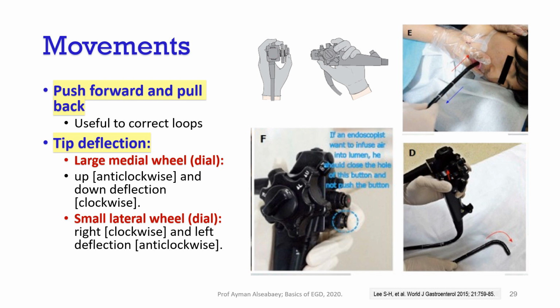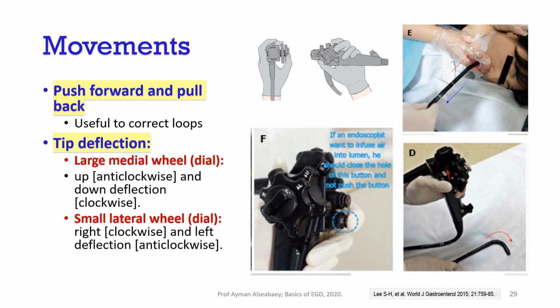Tip deflection. You know that the image you see on the screen is the mirror image of the movement of your endoscope shaft and tip. So when I say a movement, it means the movement you will see on the screen, not actually the movement done by the endoscope. Okay, so the movements on the screen are the following.